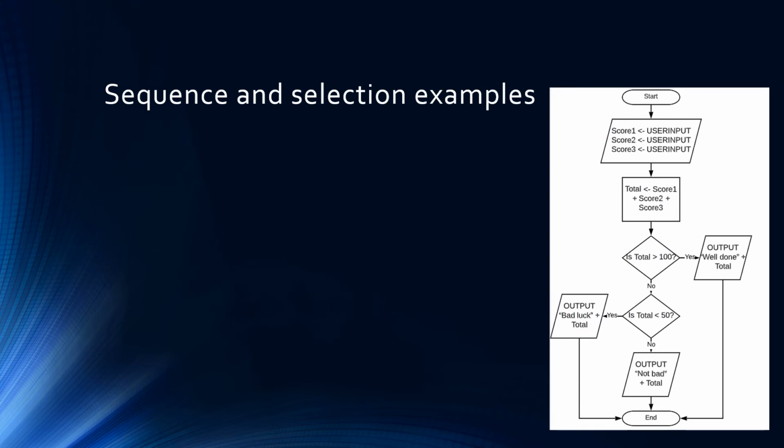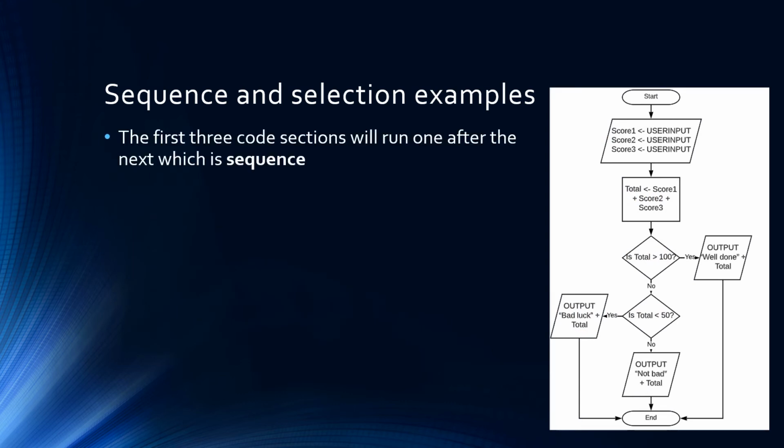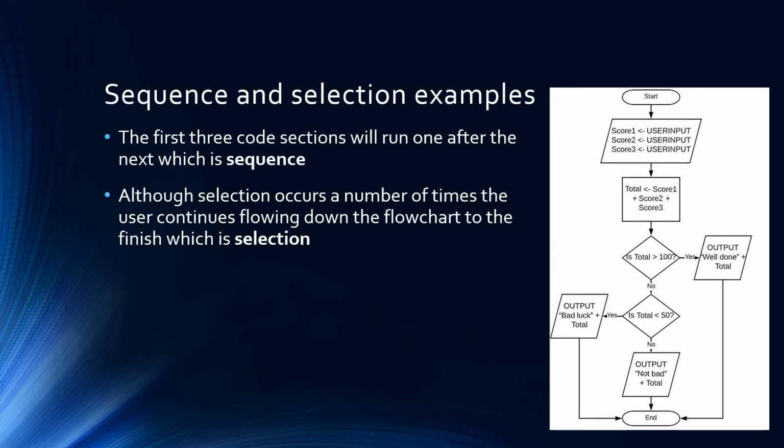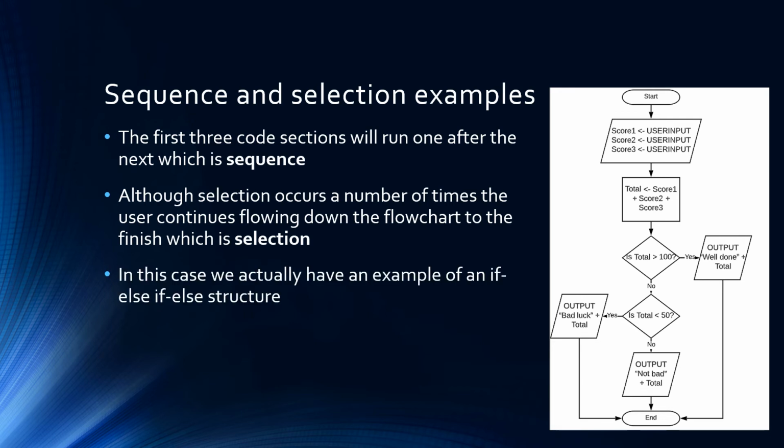In this example algorithm, the first steps take place in sequence. We always first get the user input and then calculate the total. The next section is an example of selection. Two decision boxes create three possible paths to the end of the algorithm. This is actually an example of an if, else structure.